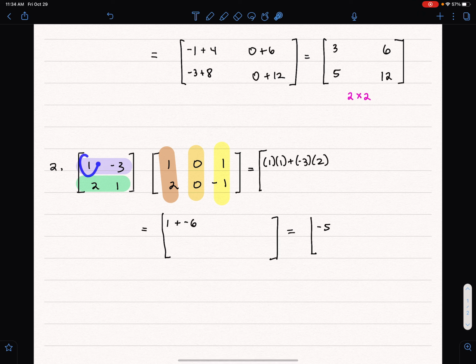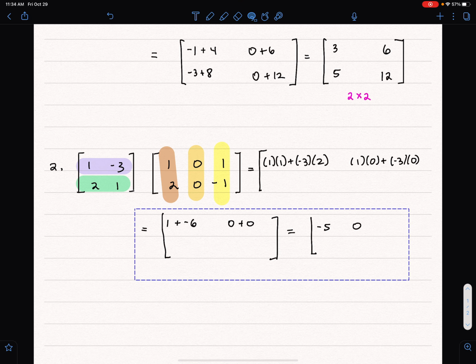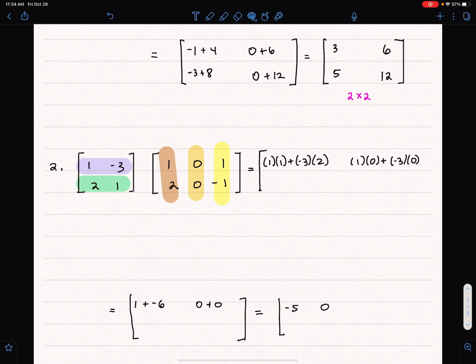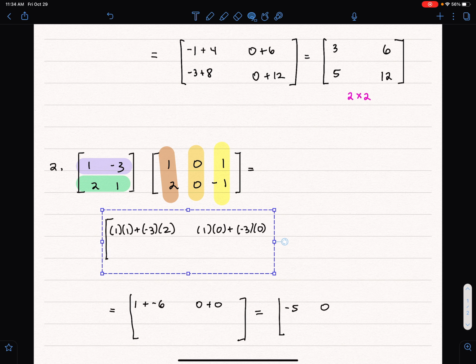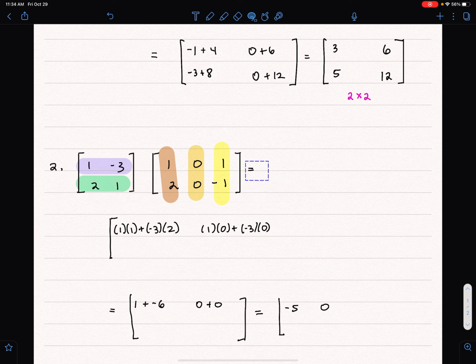What do I mean by that? 1 times 0, -3 times 0. Well, I could do it in my head then, because there are a lot of zeros. So that's going to give 0 plus 0, and give 0 over here. I'm looking like I'm going to run out of space, but I'm just going to move things. Okay, it's not that bad.